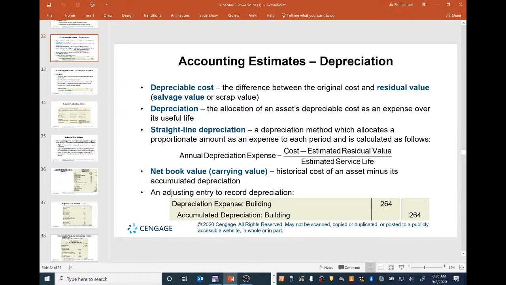Make sense to everybody? So every reporting period, when we realize depreciation expense, we make the debit for depreciation expense to the relative asset, and then credit accumulated depreciation. Okay.